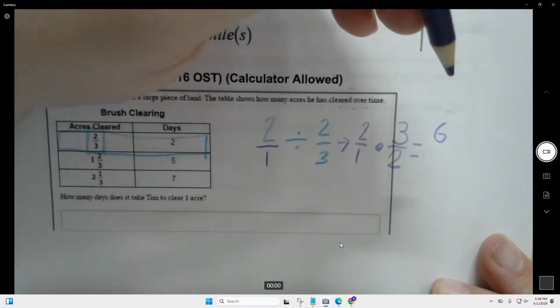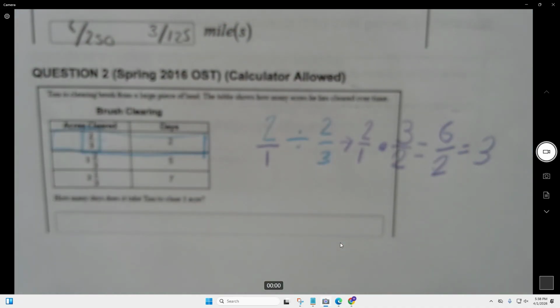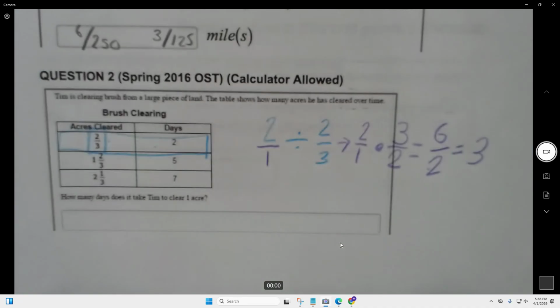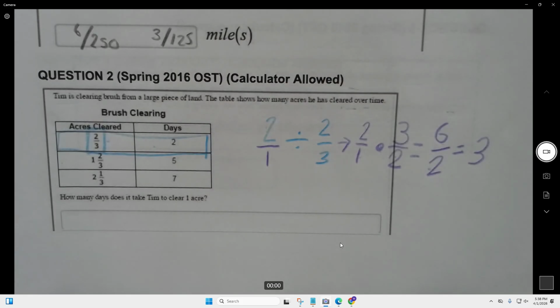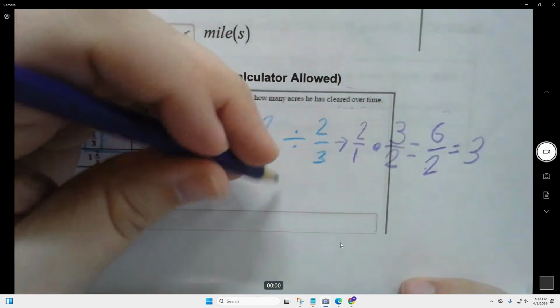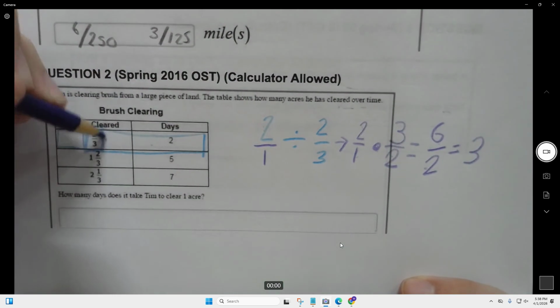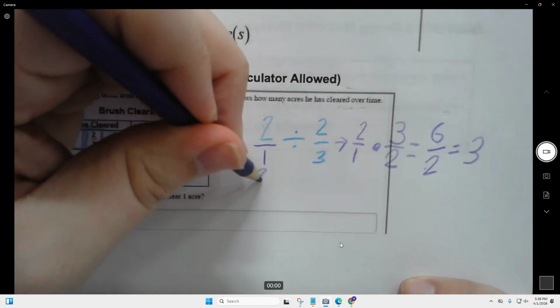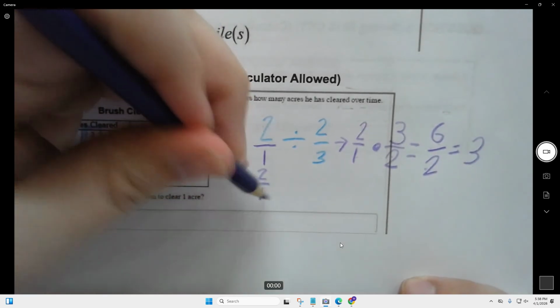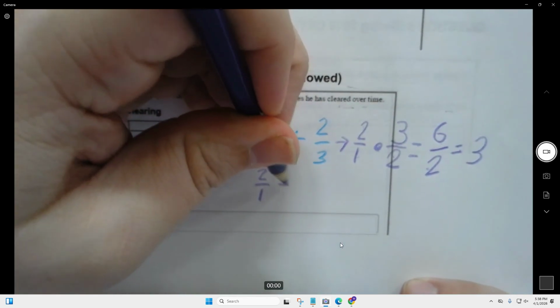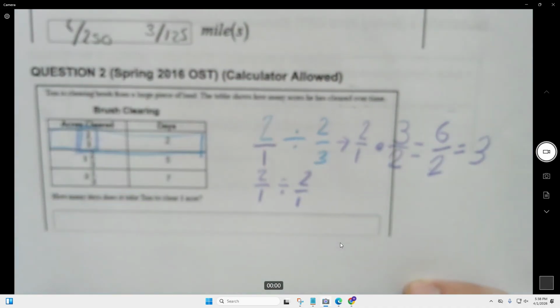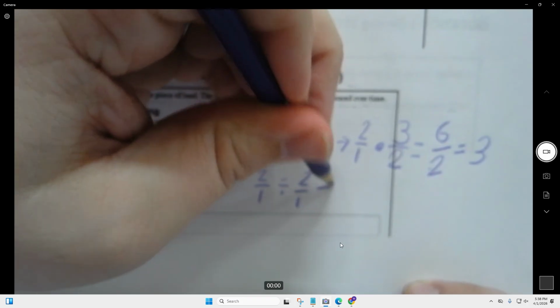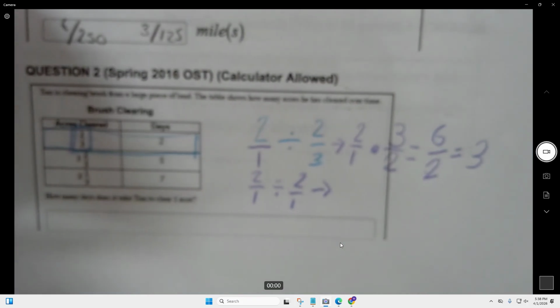Let's keep going. 2 times 3 is 6. And 1 times 2 is 2. 6 divided by 2 is 3. Now, my concern that I caught was that originally I was trying to figure out how long it would take to clear 1/3 of an acre. So since we know that it takes 2 days to clear 1 acre, we would divide that by 2 to find out how long it takes to clear 1/3 of an acre.